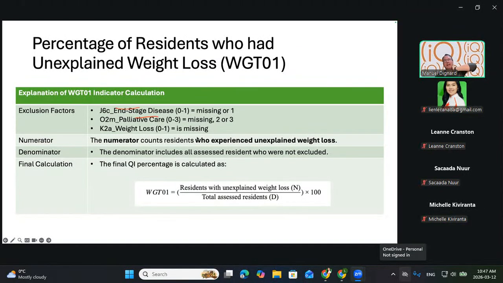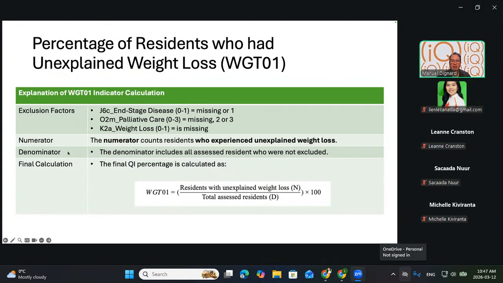End stage palliative, if you did not answer the weight loss, then you're excluded. You're not part of the denominator. If you're not one of these, you are calculated, right? Did you tick off K2A? Yeah, you're part of that numerator, meaning you will be part of that percentage, right?